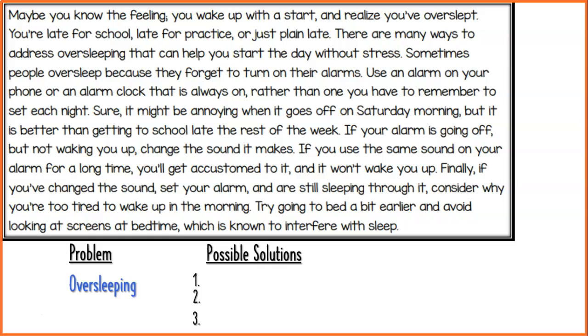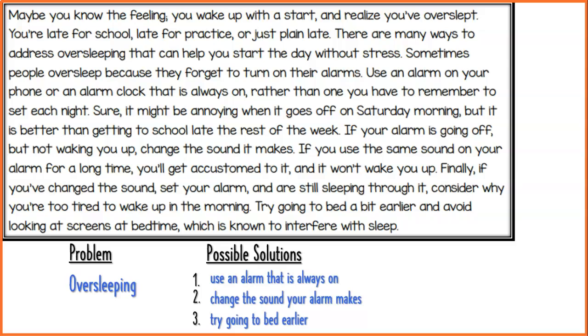Okay, so looking at this passage, what is the problem? Oversleeping is the problem. What are 3 solutions they give you? You can use an alarm that's always on. You can change the sound that your alarm makes, and you can try going to bed earlier. They start with the problem, and then they give you 3 solutions to that problem.